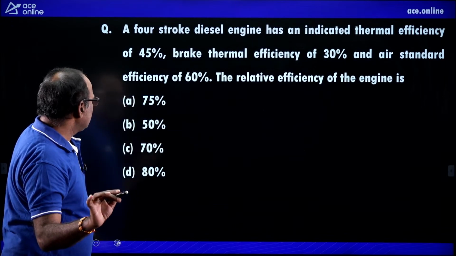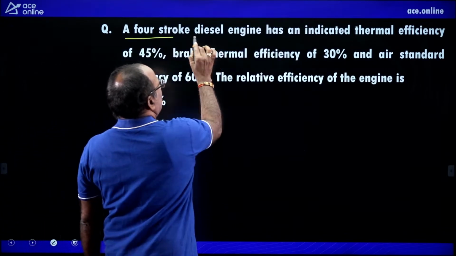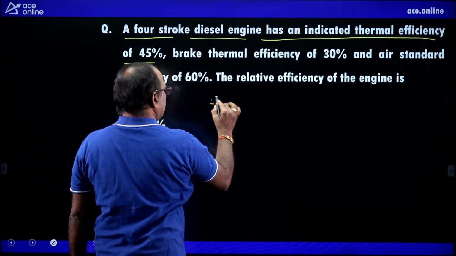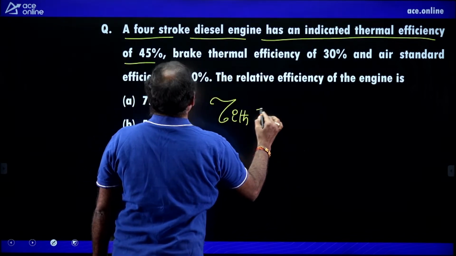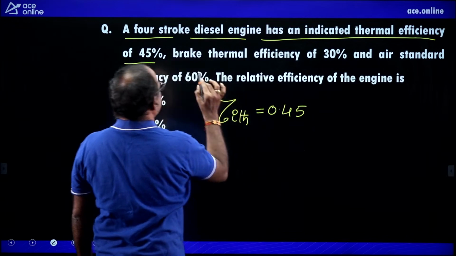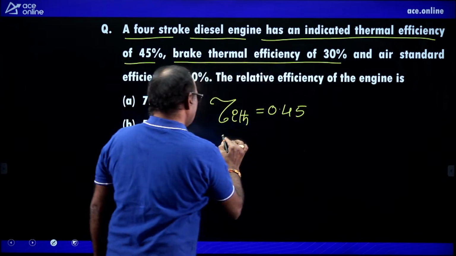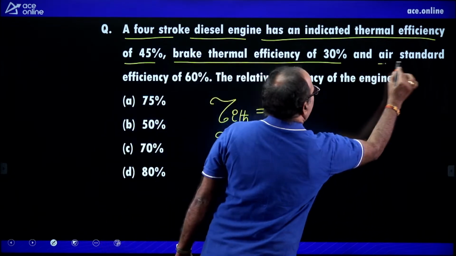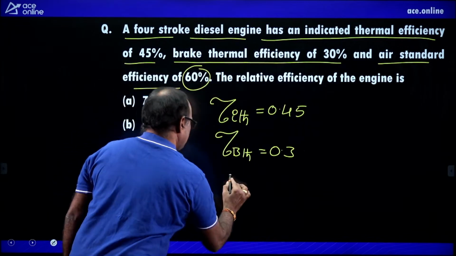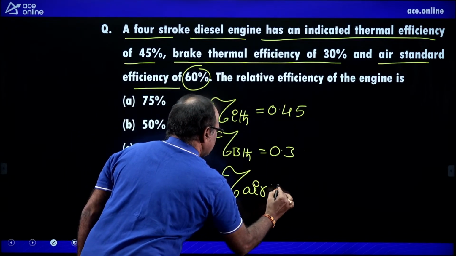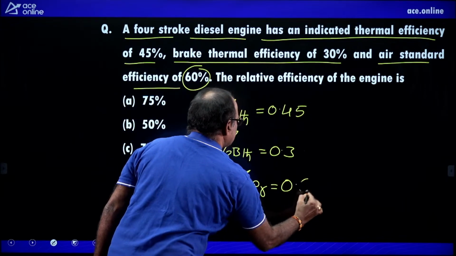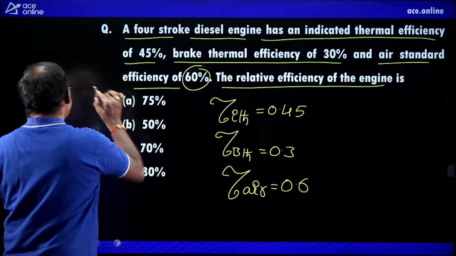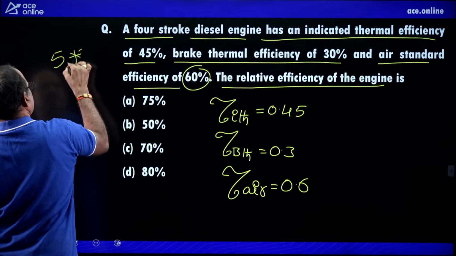Similarly, next one. Look at the next question. Try to read it clearly. It is asked like this. A 4-stroke diesel engine has an indicated thermal efficiency of 45%, that is 0.45. Brake thermal efficiency is equal to 0.3. And air standard efficiency is 60%, that is the theoretical efficiency of the engine, 0.6. The relative efficiency of the engine is, yes, this is the challenging problem. This is also a most expected problem. I can say this is a 5-star question.